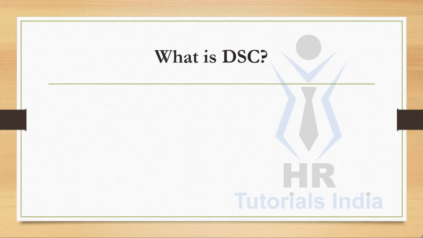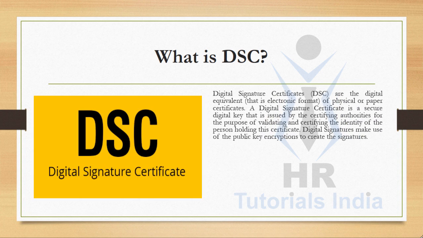Before getting to the topic of how to register DSC, let us understand what exactly DSC is. Digital Signature Certificate. DSC are the digital equivalent, that is electronic format, of physical or paper certificates. A digital signature certificate is a secure digital key that is used by the certifying authorities for the purpose of validating and certifying the identity of the person holding this certificate. Digital signatures make use of public key encryptions to create the signatures.